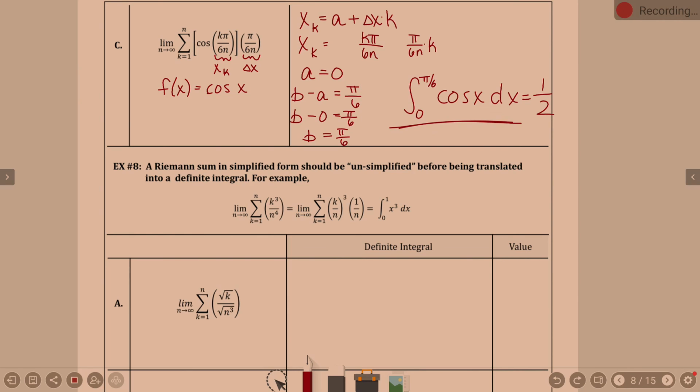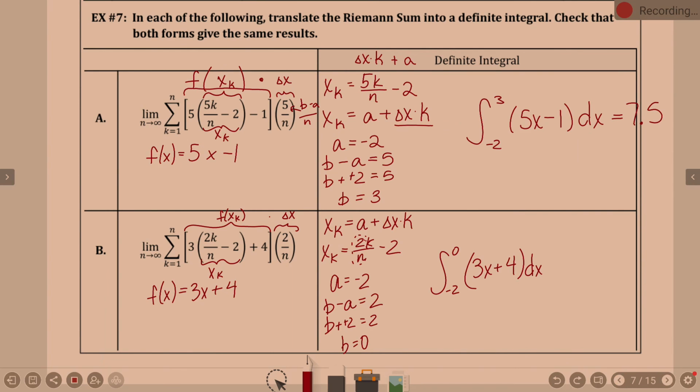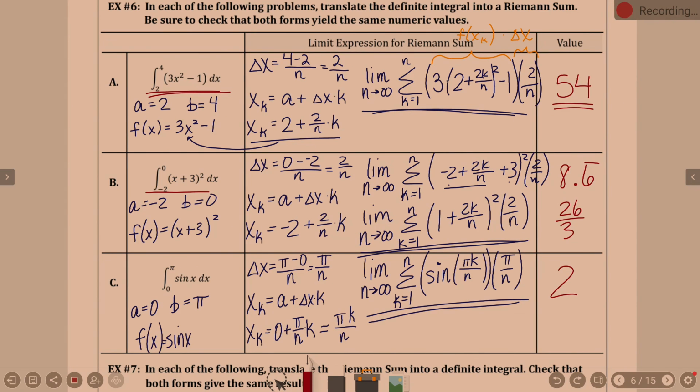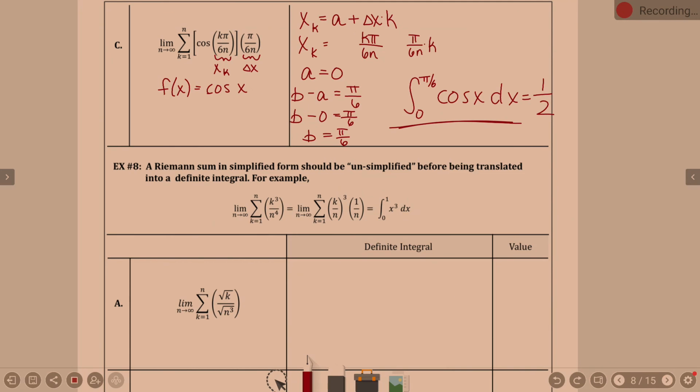When you get down here, it talks about a Riemann sum in simplified form should be unsimplified before translating it into a definite integral. This kind of goes back to, where was I? This one right here. We would really need to take this back to this form before we can talk about what A is and what X sub K is and all of that. And let's just say easier said than done sometimes. Sometimes it's pretty easy, sometimes not. Now, do I have? No, I do not. So I guess we're working it down here.